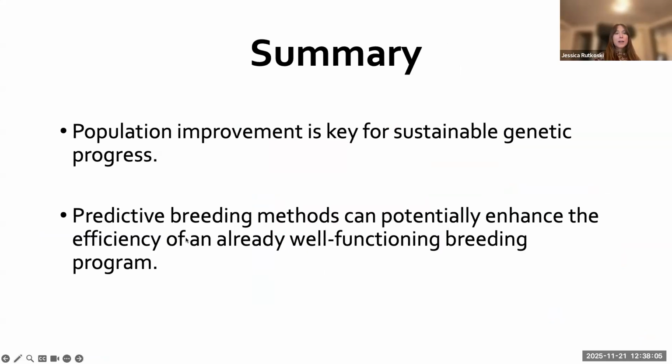So, to summarize from part one, population improvement is key. It's the baseline. We need that for sustainable progress. And predictive breeding methods can potentially enhance the efficiency of an already well-functioning breeding program. I want to emphasize, we should really focus on doing what we know how to do today. There are a lot of tools out there that are not quite ready for prime time. Those are great for research, but for breeding, you've got to stick with what works.